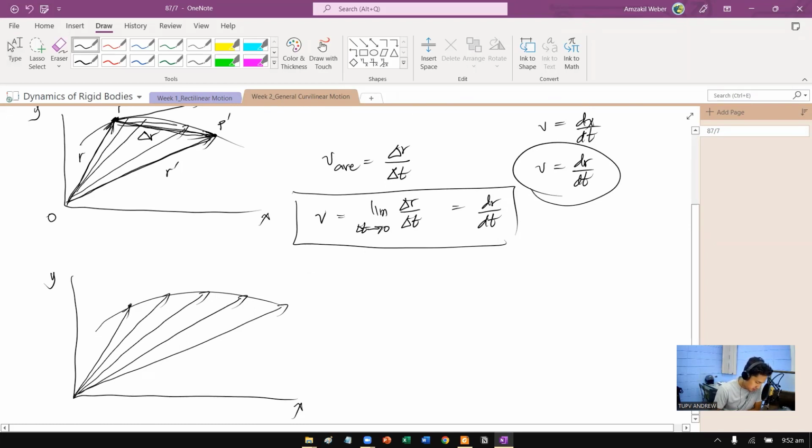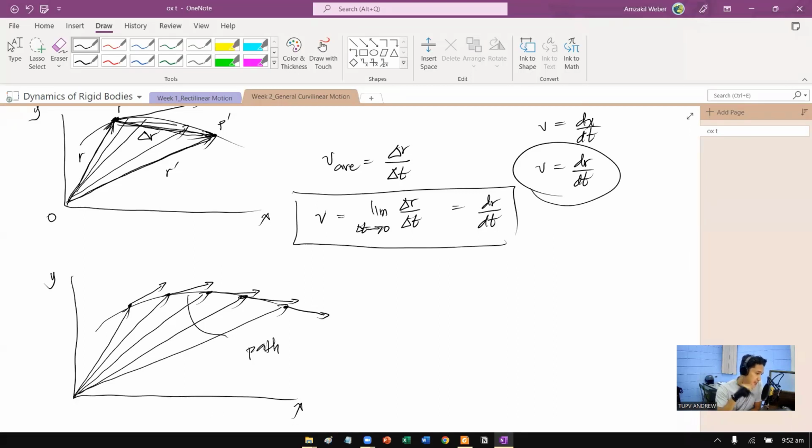So this must be tangent. And this must be tangent. Again, this is tangent. Again, then tangent. This is the path of the object, the path of the motion, the path of the particle. The velocity is tangent to the path. What about acceleration?